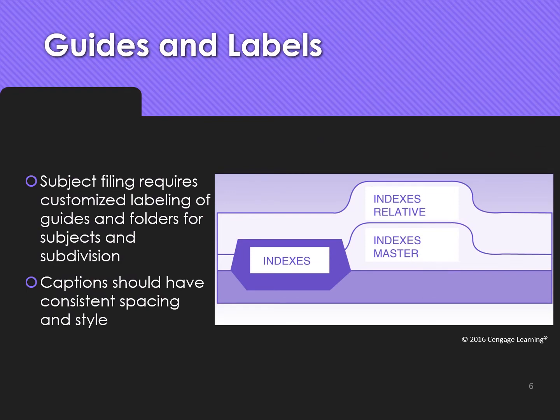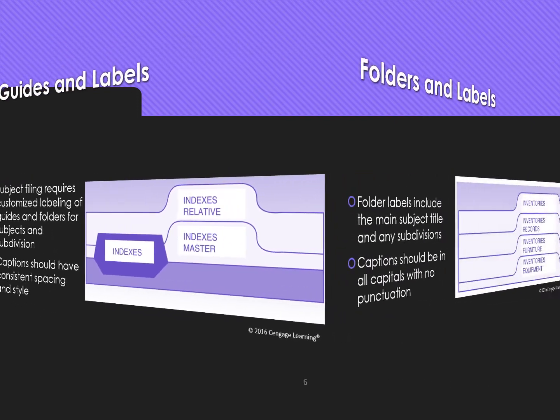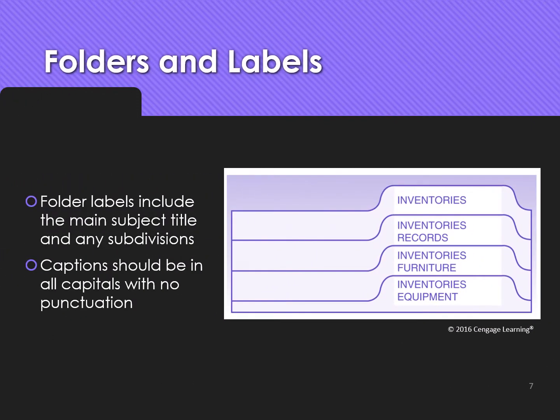When using a subject-based system for physical filing, you'll need to use guides and labels. Subject filing requires customized labeling of guides and folders for each subject subdivision. You may have captions, and these should have consistent spacing and style throughout. When you have a topic and a subtopic, you'll see that folder labels include the main subject title and then any subdivision. Captions should be in all capitals with no punctuation.